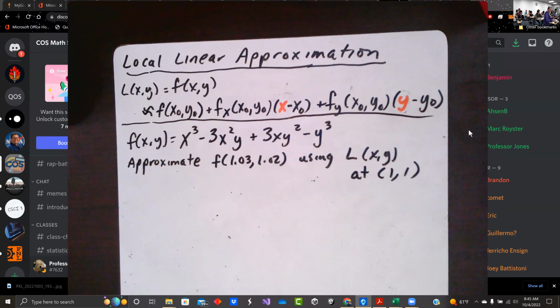Think about it this way. Look, the linear approximation is going to be about equal to the actual value, because you're using the regular 1.03 or 1.03. It goes into X and Y, regular X and Y.